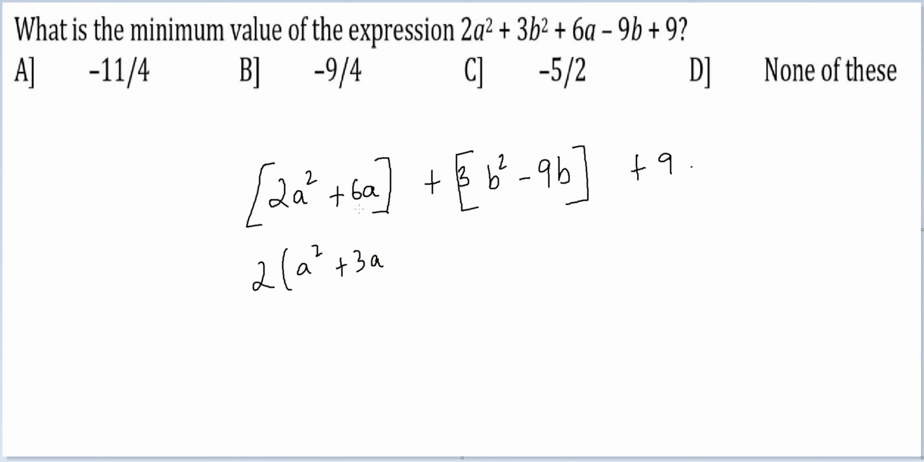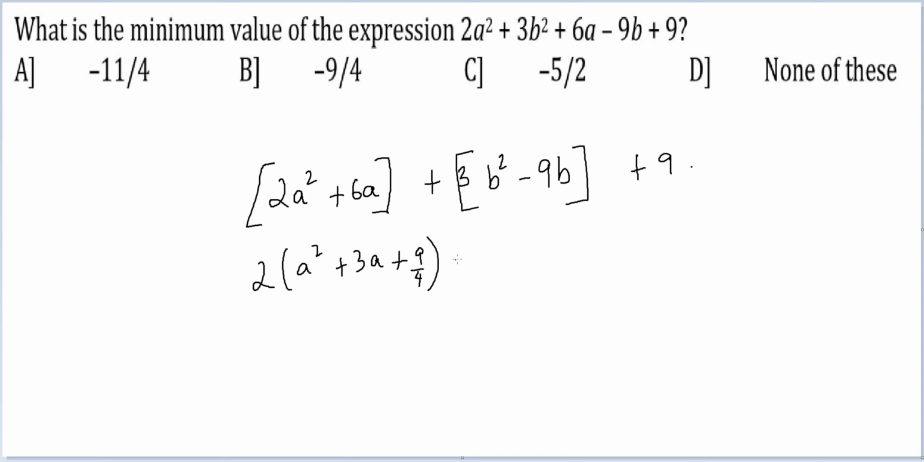Now if you wanted to complete the perfect square here, if you wanted to complete a square plus 3, 2 into n into a gives you 3a. So here it should be 3 by 2 whole square or 9 by 4.